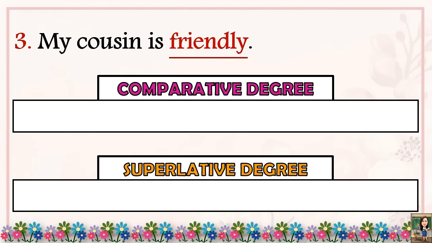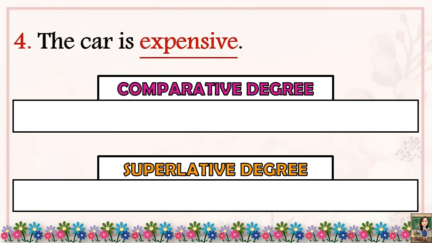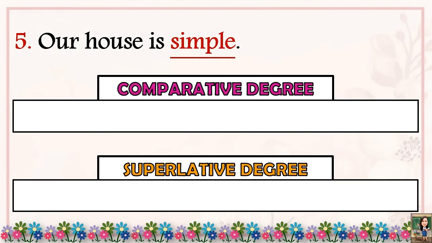Number 3. My cousin is friendly. Now you're going to write your own sentence for the comparative degree and superlative degree based on the given sentence. Number 4. The car is expensive. Now write your own sentences. And number 5, our house is simple. Now write your own sentences for the comparative and superlative degrees.